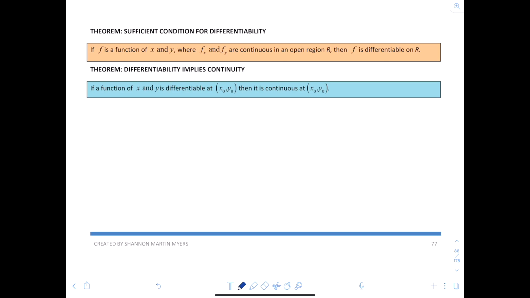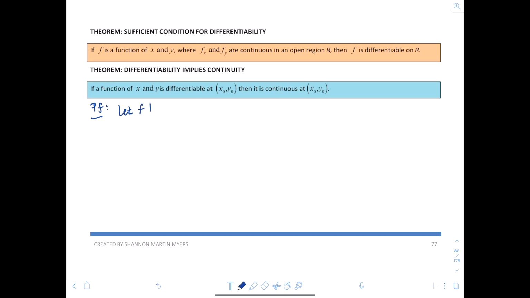So now we come to the theorem, differentiability implies continuity. If a function of x and y is differentiable at x0, y0, then it is also continuous at x0, y0. We have seen this one before. So here we go. If we take a look at the proof of this, the premise is that f is differentiable, right? So let's let f be differentiable.